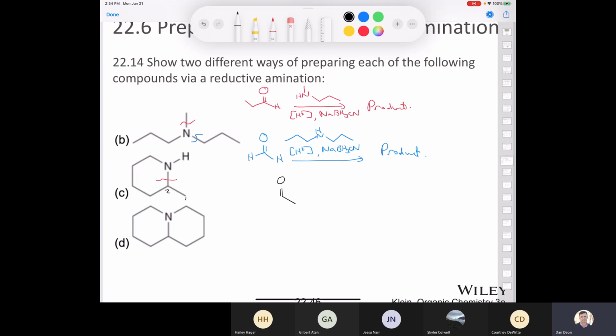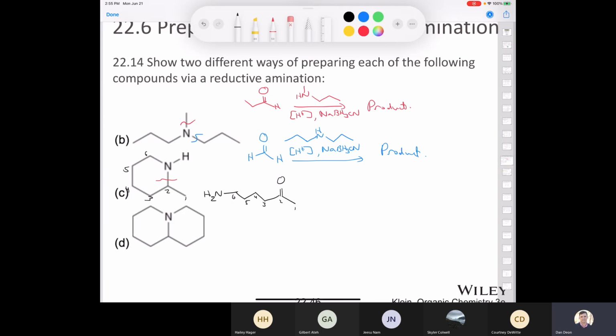You have 1, 2, 3, 4, 5, 6 carbons, followed by your amine. Did I have too many carbons? 1, 2, 3, 4, 5, 6. No, I just noticed that I made a mistake on my answer in my thing here. So 1, 2, 3, 4, 5, 6, and then I have NH2 here like that.